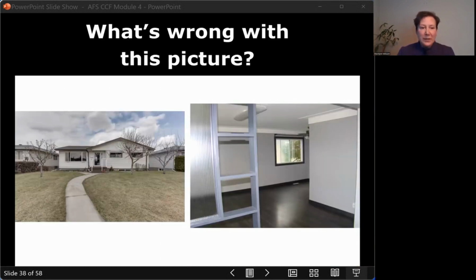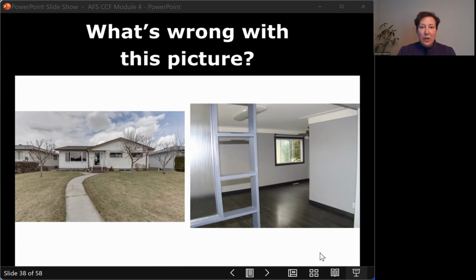So what's wrong with this picture? Now, it is in a decent area. It's a little bit close to a main thoroughfare here in Edmonton, but it was across from a school, so good location. The outside looks plain and ordinary, not really any issue with it. The siding had been upgraded, so that's all fine.